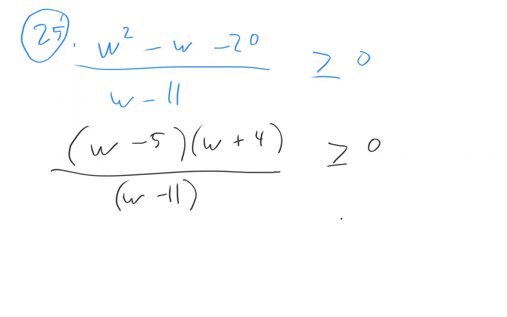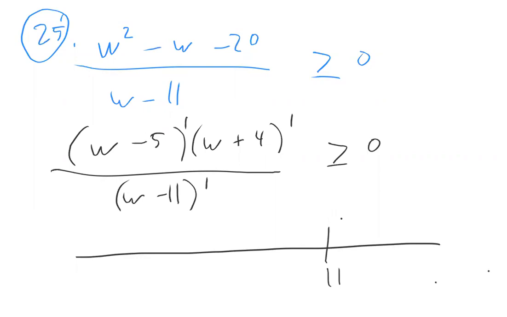So you see the powers are all 1. So the multiplicity of everything is 1, which is odd. So every single one of these things is going to change signs, right? So you're going to have a number line. Now in the bottom, you get w equals 11, right? But the thing is, you can't have 0 in the bottom, though. So that point is actually not allowed. So I'm going to draw a big red circle through that and an X through it. That point is not allowed.